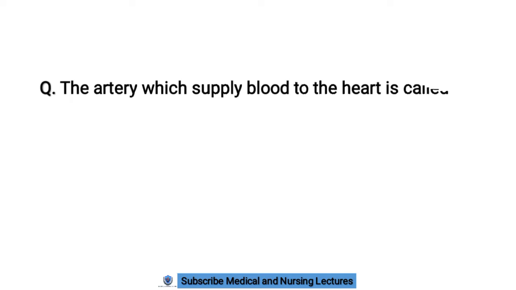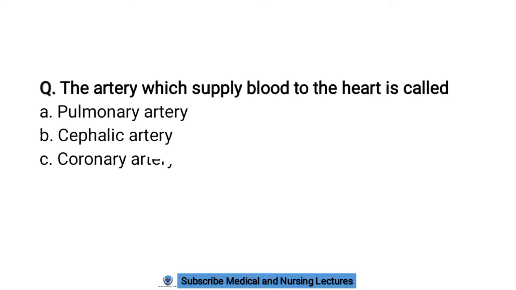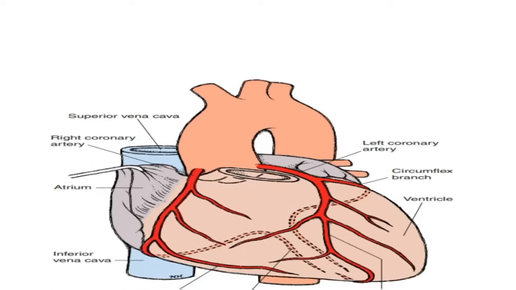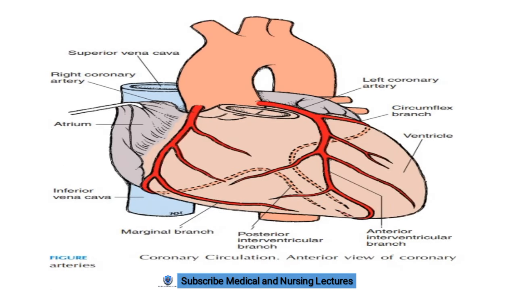Question number 2. The artery which supplies blood to the heart is called option A, pulmonary artery, option B, cephalic artery, option C, coronary artery, and the last option is intercostal artery. So the artery which supplies the heart is called the coronary artery. Here option C is the correct one. Here you can see in the picture that the coronary artery supplies the heart by its own, because as you know, the heart is a pumping organ and it needs fuel by itself. So it is supplied by the coronary artery to provide all its oxygen requirement and nutritional requirement.